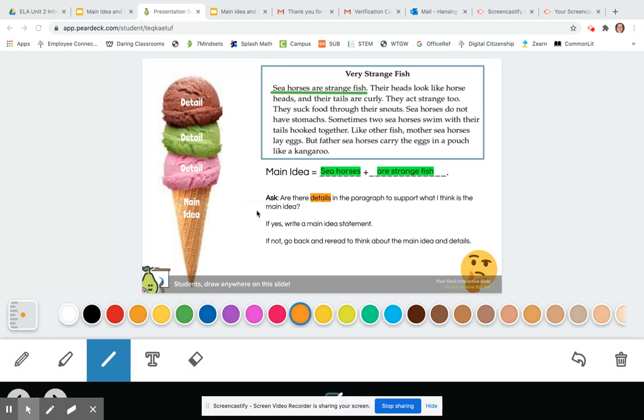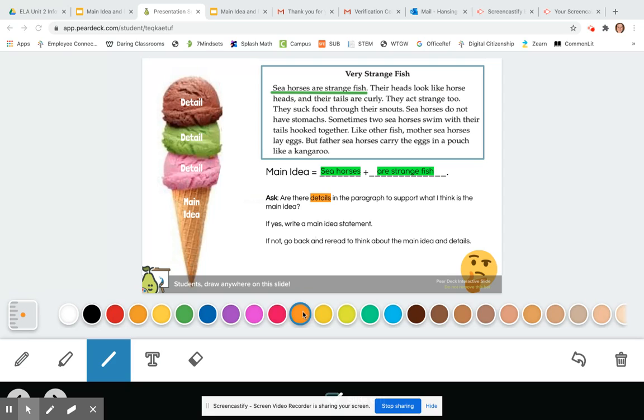If I find those details, I probably am correct and I have the right main idea statement. If I don't find any details and examples of how seahorses are strange, I need to go back and reread and think again about what is the main idea. I've gone ahead and underlined seahorses are strange fish with green because I believe that's my main idea. Now I'm going to see how many sentences are specific details that match the main idea, seahorses are strange.